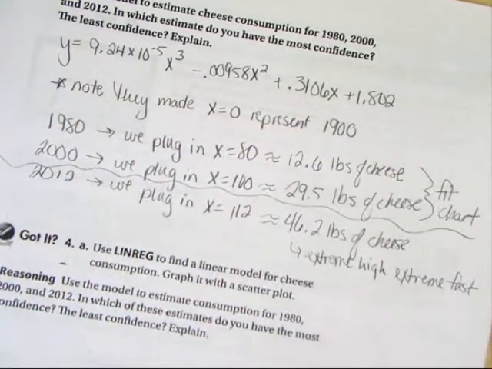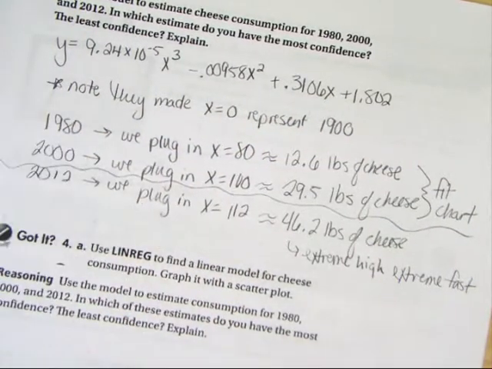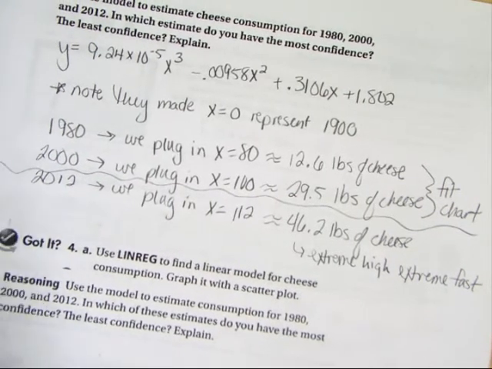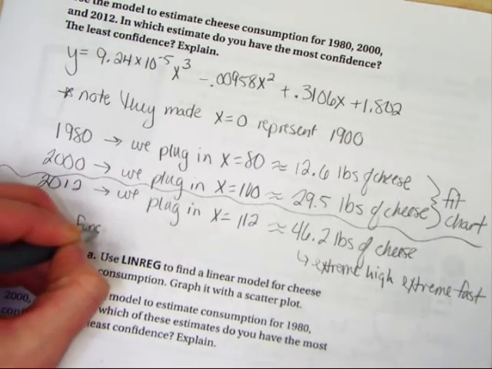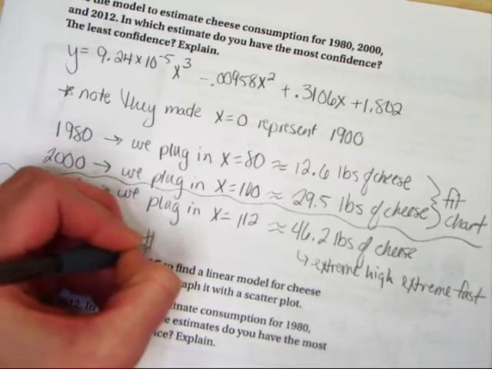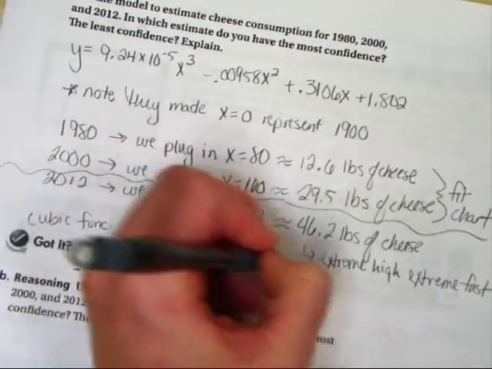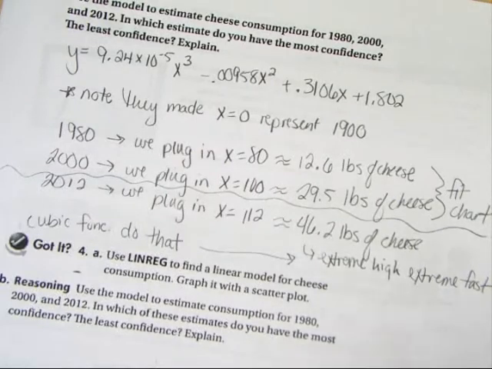And what is the reasoning for that? It gets extremely high, extremely fast. And now you might be wondering why. Why did that happen? It's because we have a cubic function. Cubic functions do that. Cubic functions get extremely high, extremely fast. So really, cubic functions are only good for so long once we use them for estimating.